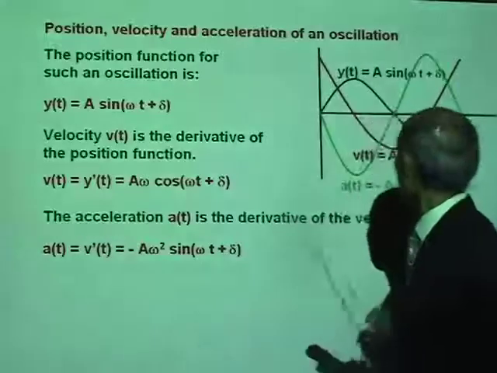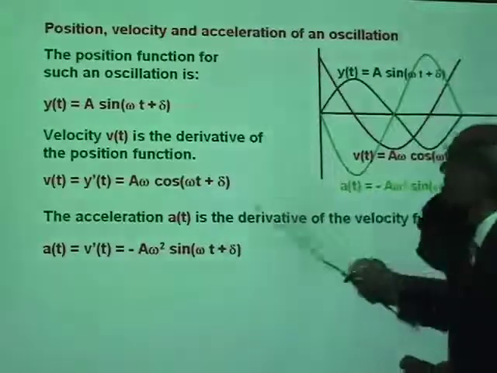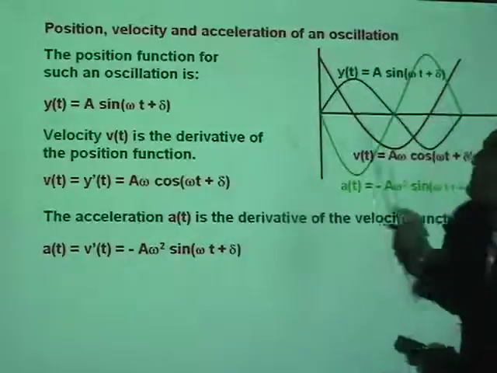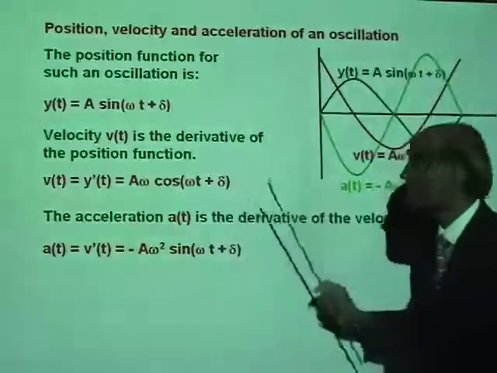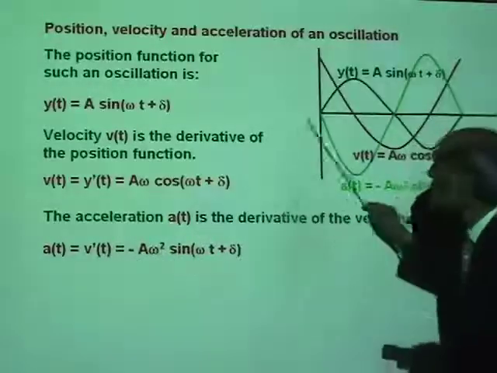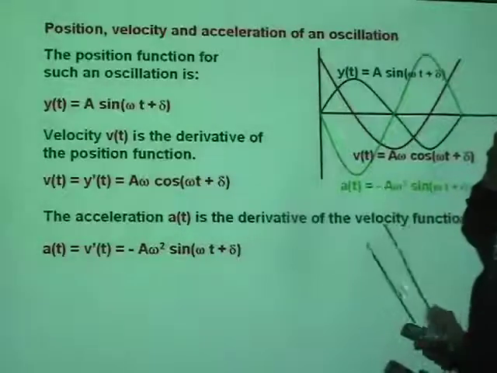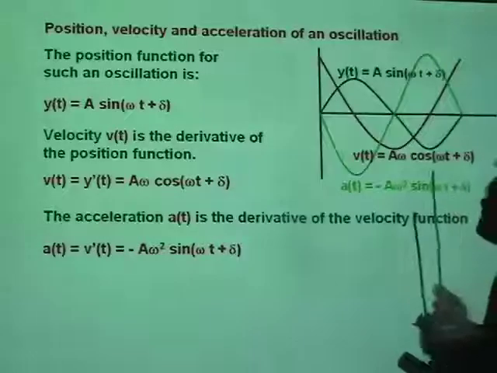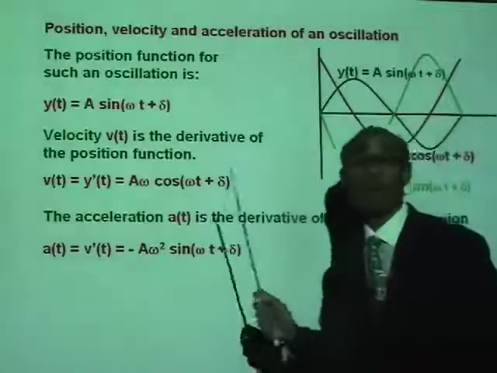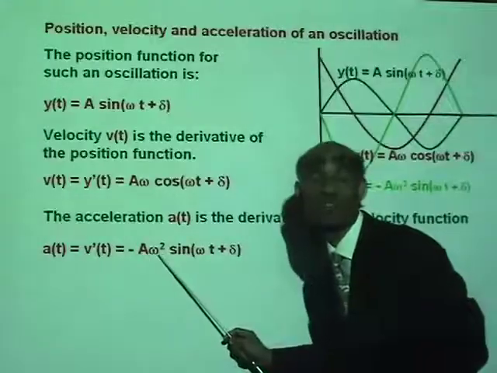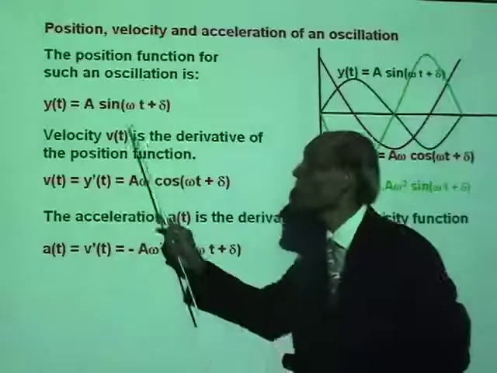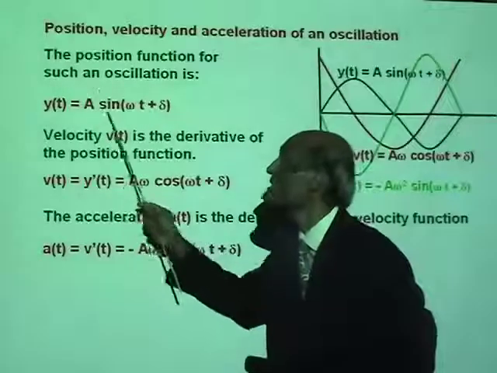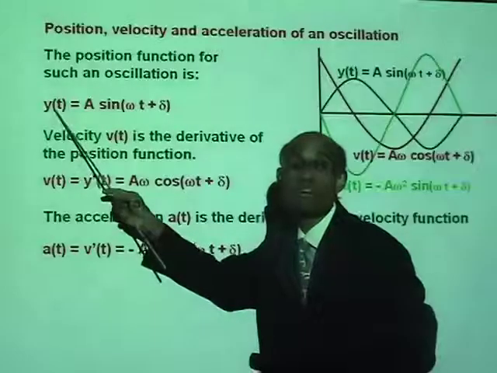Alright, let's move on. So the acceleration is a negative sine function. Look at that. This is a positive sine function, the displacement or the position function. Acceleration is a negative sine function. a of t is negative a omega squared sine omega t plus delta. I want you to concentrate on this equation for a while. Are you listening to me? Look at the position function. A sine omega t plus delta is the displacement equation.